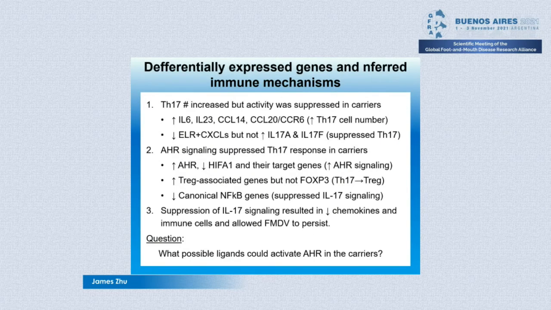In summary, our results indicate that transitional carriers initiated Th17 response, but the response was suppressed by increased AHR signaling, which reduced the expression of chemokines needed to recruit immune cells to clear FMD and allow the virus to persist. Therefore, the question is what possible ligands could activate AHR in carriers?